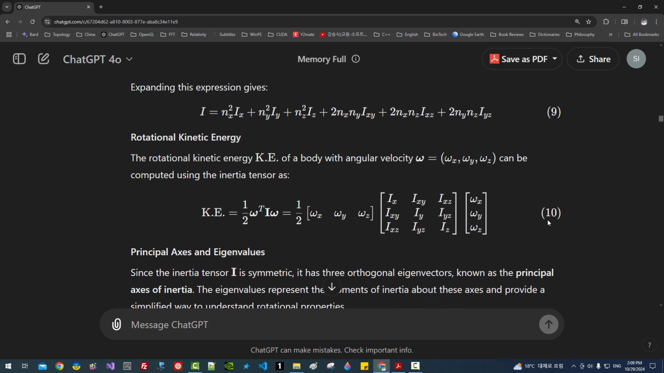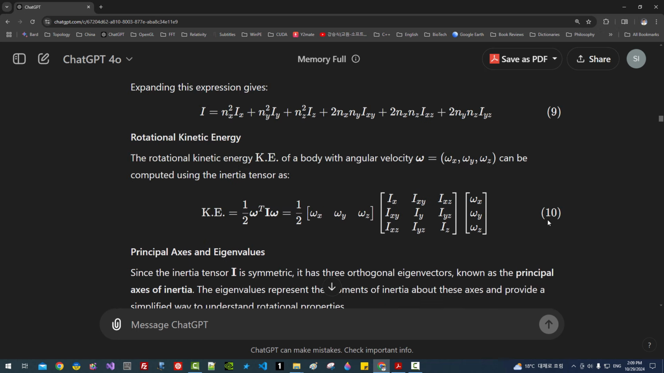2. Products of inertia: Ixy, Ixz, Iyz. The off-diagonal elements, Ixy, Ixz, and Iyz, are called products of inertia. They measure how the mass distribution in one plane influences rotation around another axis. Definition: the product of inertia, Ixy for example, indicates how mass is distributed across both the x and y axes, affecting rotation coupling between these two axes.